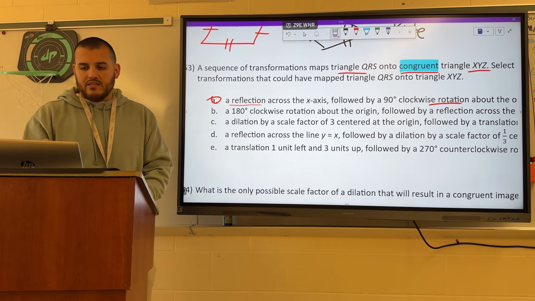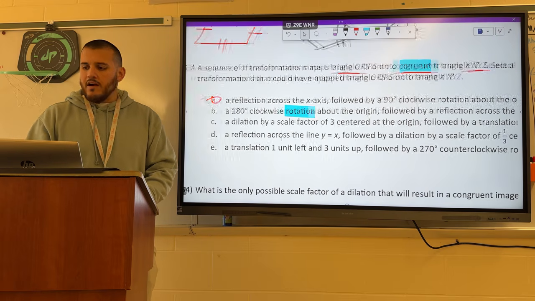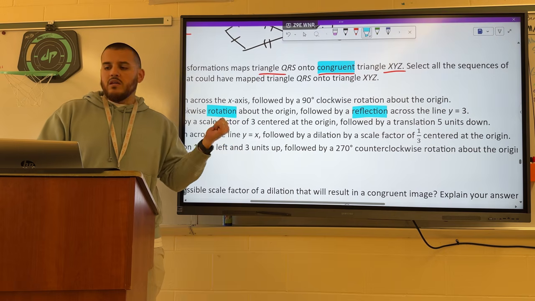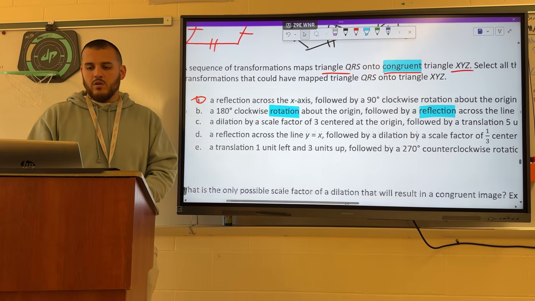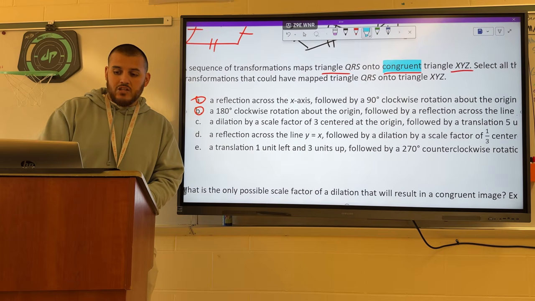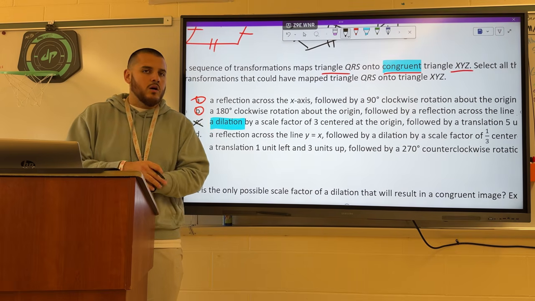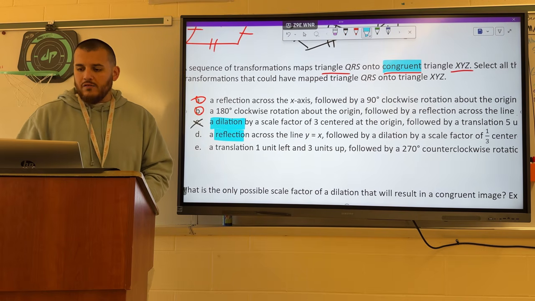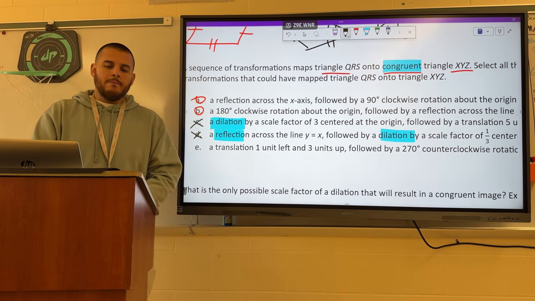Option B says a 180 rotation, again, that's a rigid transformation, followed by a reflection. So again, it doesn't matter the amount of degrees we rotate or what line we flip over. Rotations and reflections are rigid transformations. They will result in congruent figures. Option C says dilation. Right away, boom, false. That can't work. Dilations make shapes bigger or smaller. They do not create congruent figures. Option D says a reflection followed by a dilation. Again, dilation is going to make the shape bigger or smaller. That does not create a congruent figure.